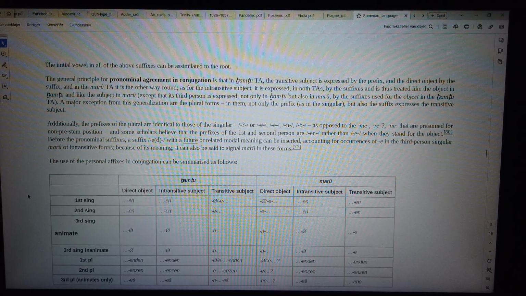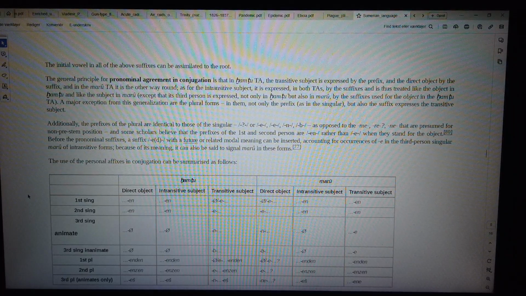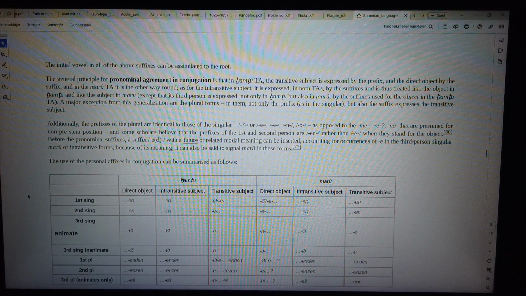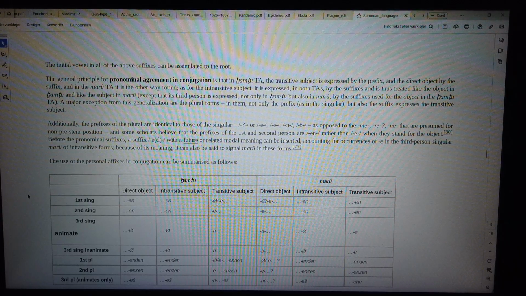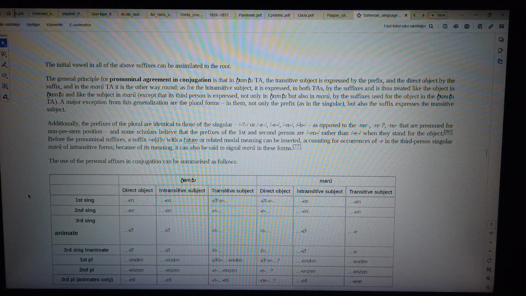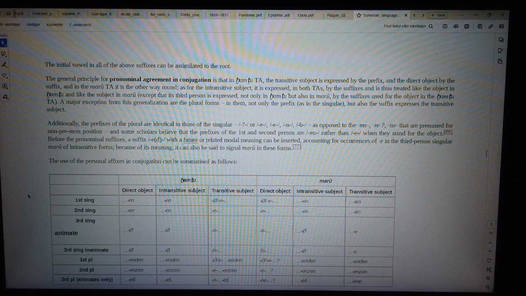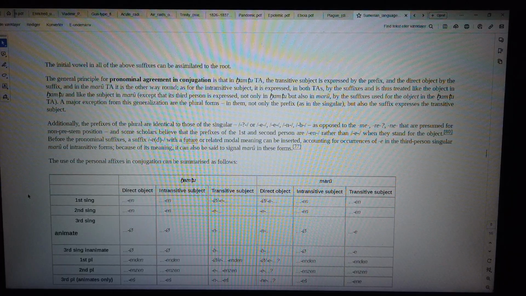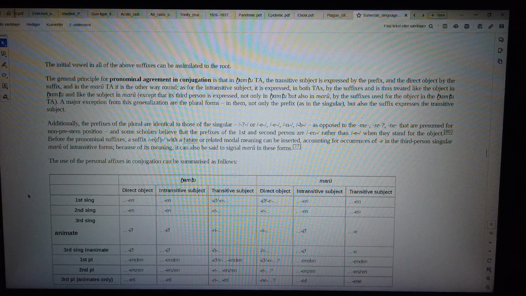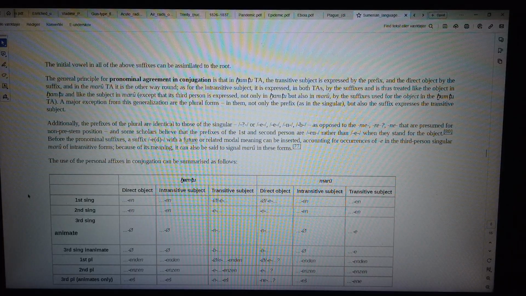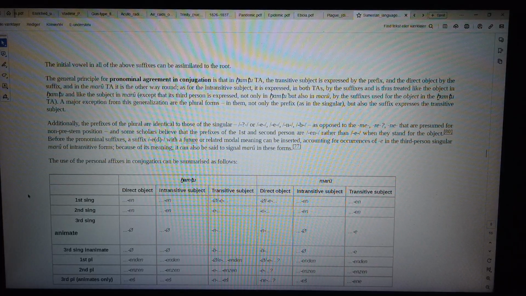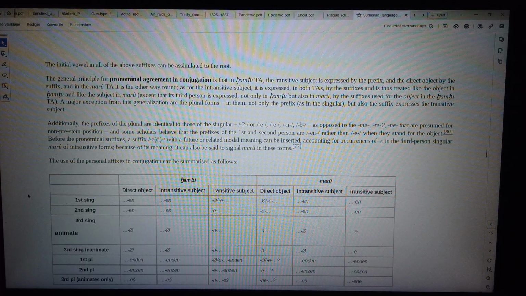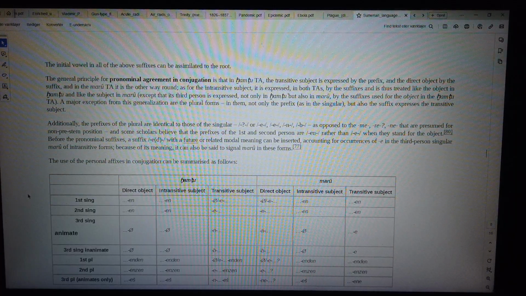A major exception from this generalization are the plural forms in them, where not only the prefix, as in the singular, but also the suffix expresses the transitive subject. Additionally, the prefixes of the plural are identical to those of the singular, /i/, /n/, /b/, as opposed to the me, re, ne that are presumed forms in pre-stem position, and some scholars believe that the prefixes of the first and second person are /en/ rather than /e/ when they stand for the object.